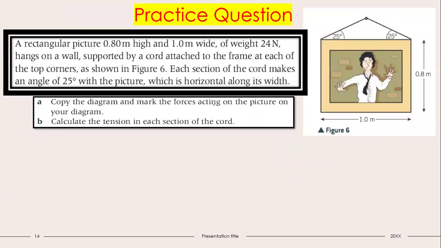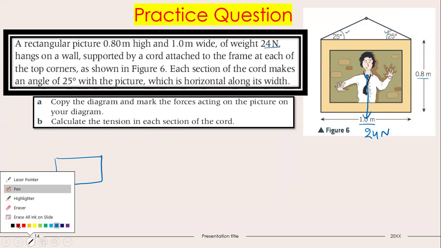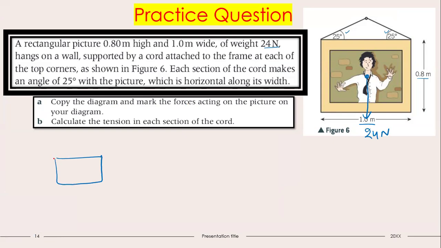Okay, so the next one is a diagram hanging over there, and you can see the dimensions are given, and the angles are also given, and the weight is 24 Newton. So this is 24 Newton. What you have to do is copy the diagram and mark the forces acting on the picture. So copying the diagram, well, I am not the artist, but let me just try to copy this diagram.